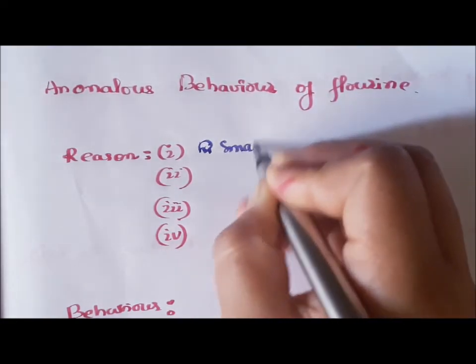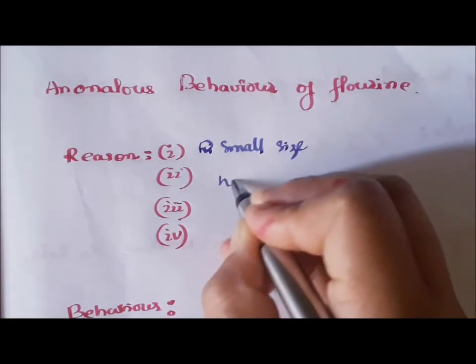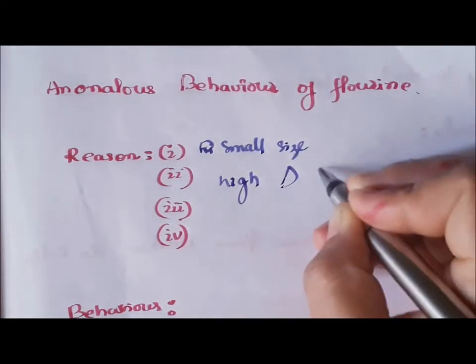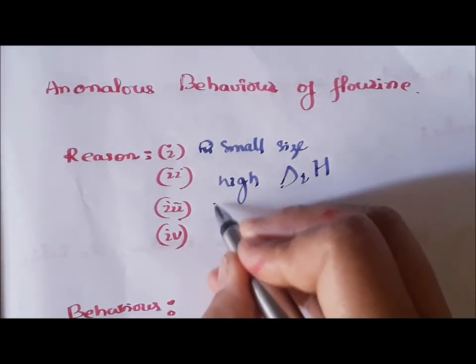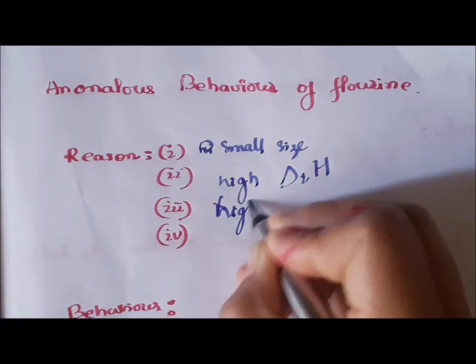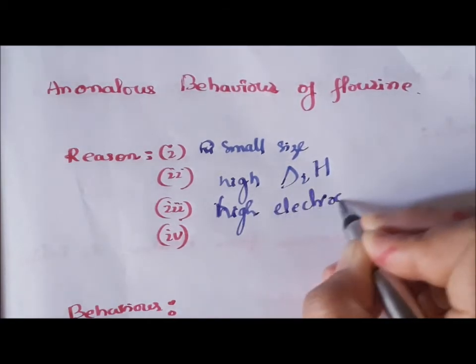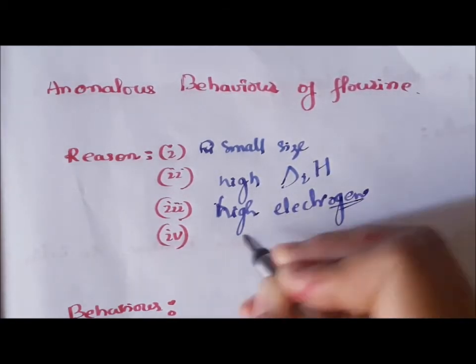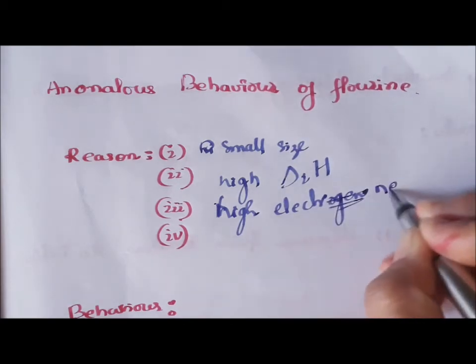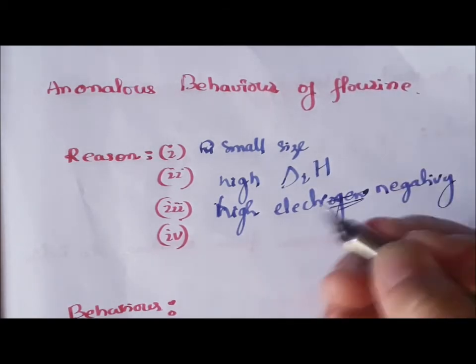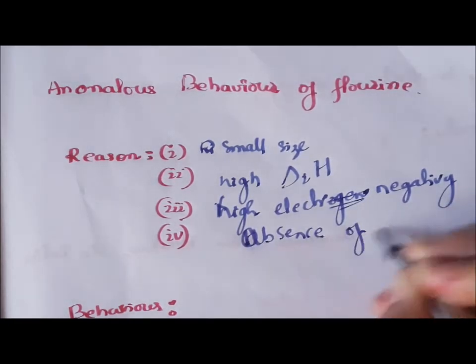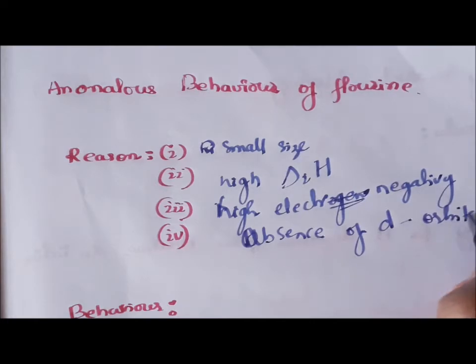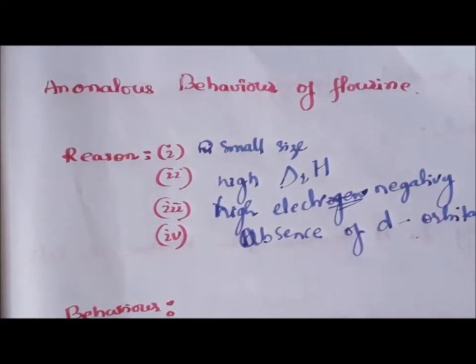Small size, right? Smallest size, then high ionization enthalpy, then high electronegativity, and the absence of d orbitals. So these are the four reasons because of which period 2 elements show anomalous behavior.